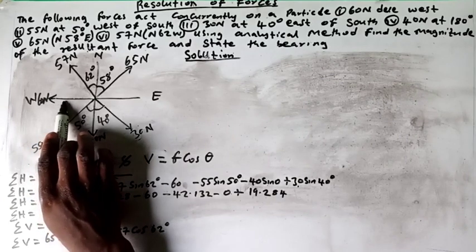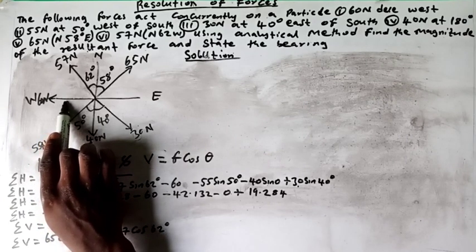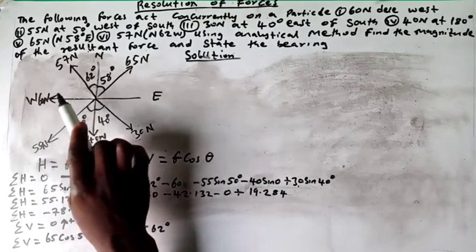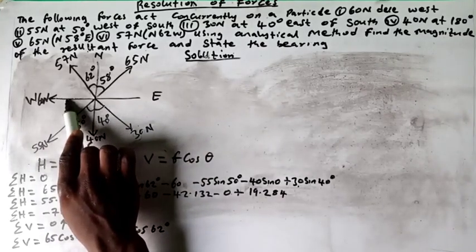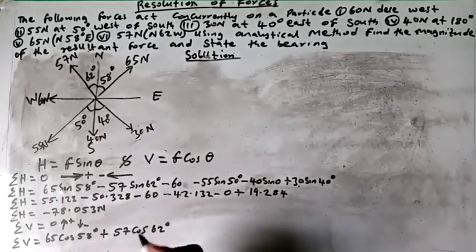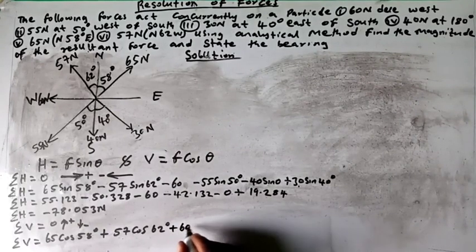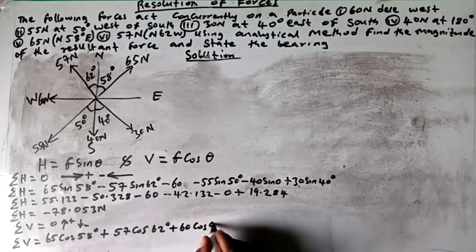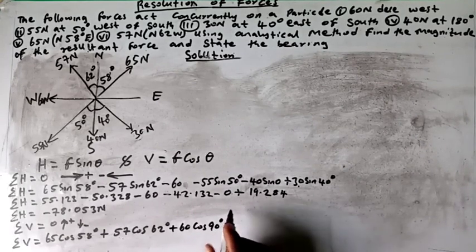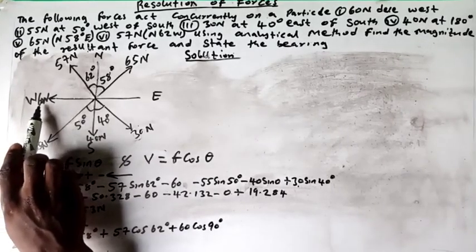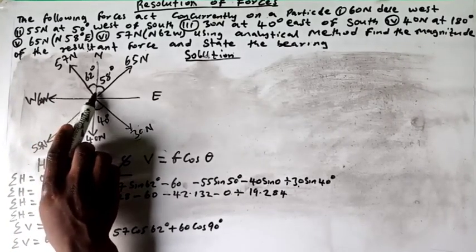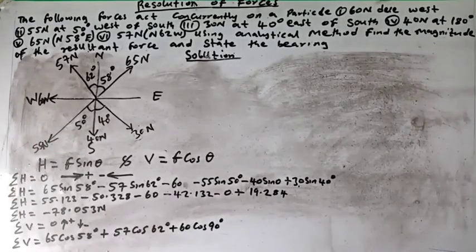It's a horizontal force. It has no vertical component because cos 90 is 0. So we'll now say plus 60 cos 90 degrees, because this 60 Newton is perpendicular to the vertical. So we have 90 degrees.